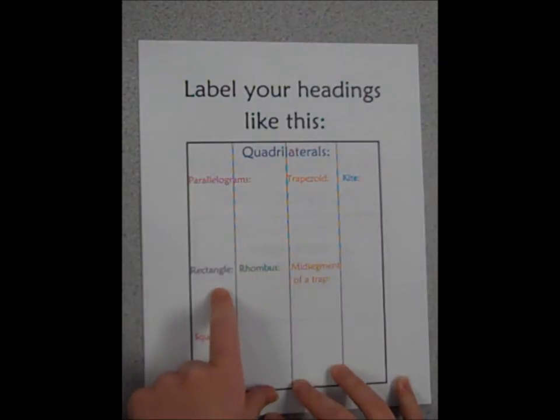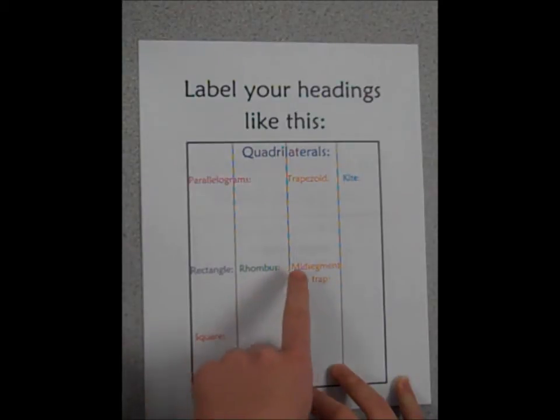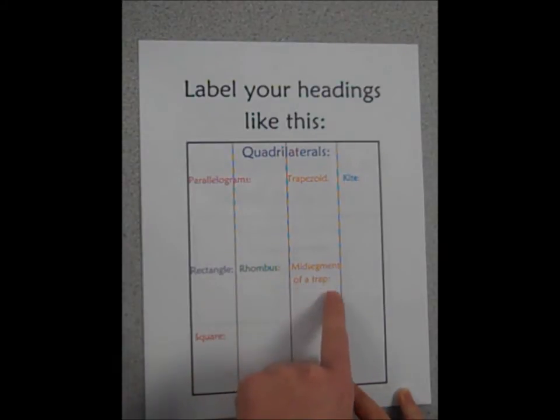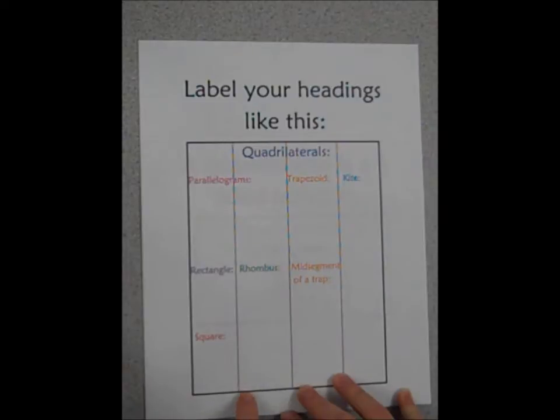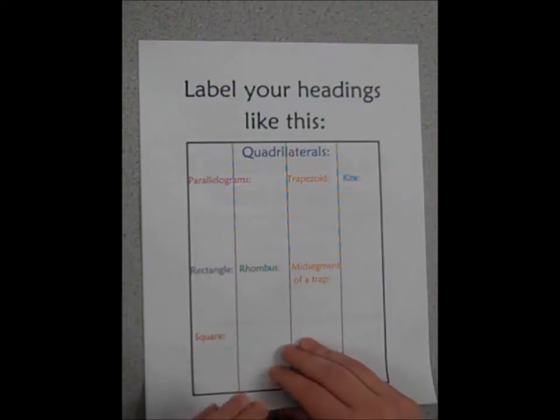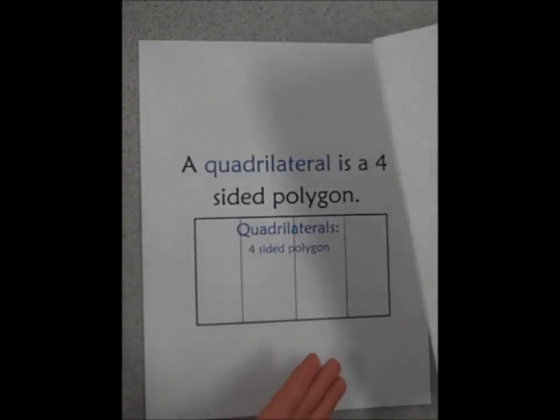Then about halfway down your chart, again in the first column you're going to have rectangles. That's only going to be one section. Right next to that you're going to have rhombus. And then right next to that in the third section you're going to have mid-segment of a trapezoid, and that should be right below original trapezoid. Then at the very bottom you're going to have a square, and that is also going to take up 2 sections down there. So get your headings labeled, so that when I refer back to each section you'll know where to write that information in.